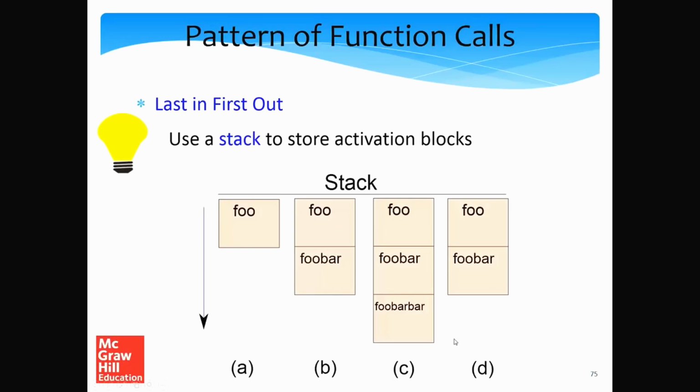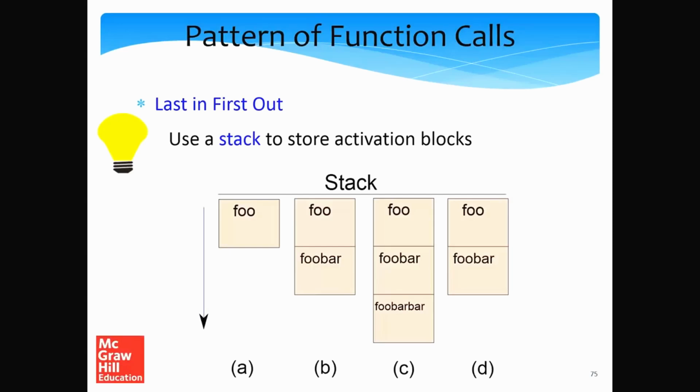Foo bar bar was the latest function to be executed, and it is also the latest function whose activation block will be destroyed. So whenever we hear the term last in, first out in computer science, it reminds us of a data structure called a stack, where a stack is something as simple as a stack of books, right? We just stack one over the other. So the book that we added last is also the first that comes out.